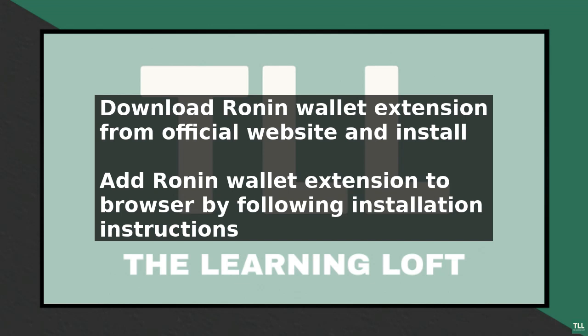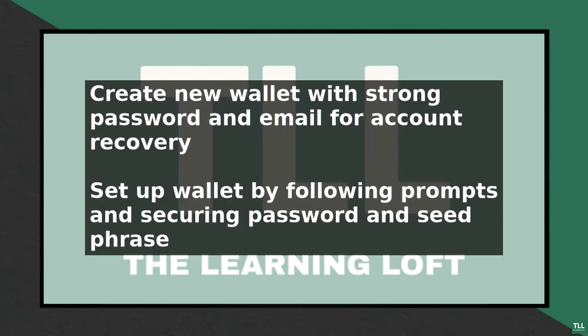After creating your wallet, you will be given a seed phrase, which is a list of words used to recover your wallet in case you lose access to it. Write down the seed phrase and store it in a safe and secure location, such as a fireproof safe or a safe deposit box. Now, you can log in to your Ronin wallet using the email address and password you provided during the setup process.